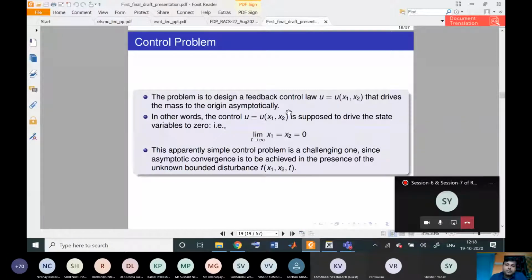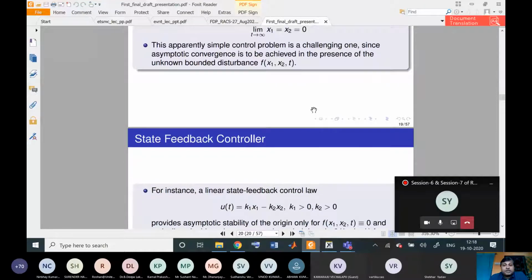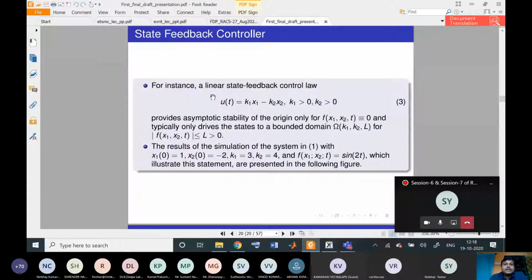Suppose we try to design a state feedback control law, and we will see whether this problem can be solved using state feedback control or not. For instance, a linear state feedback control law is taken. Here I have missed a minus sign. It will be U equals minus K1 x1 minus K2 x2, where K1 and K2 are the gains that will be chosen suitably.